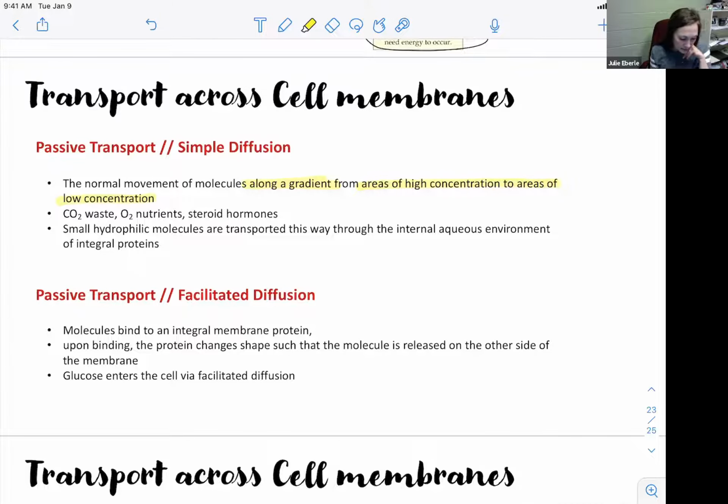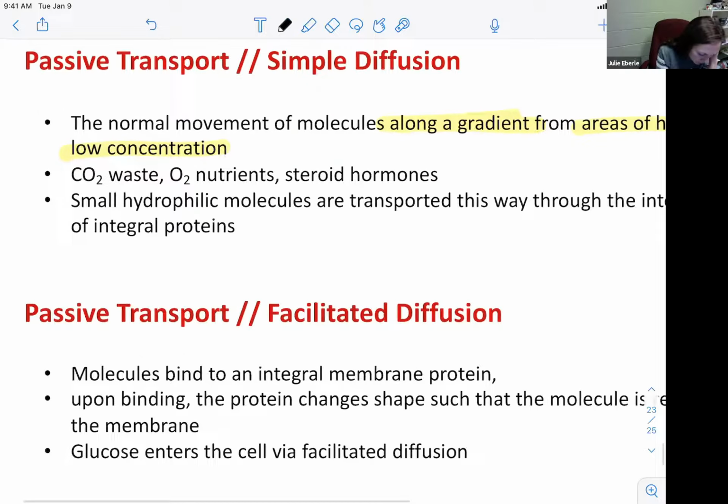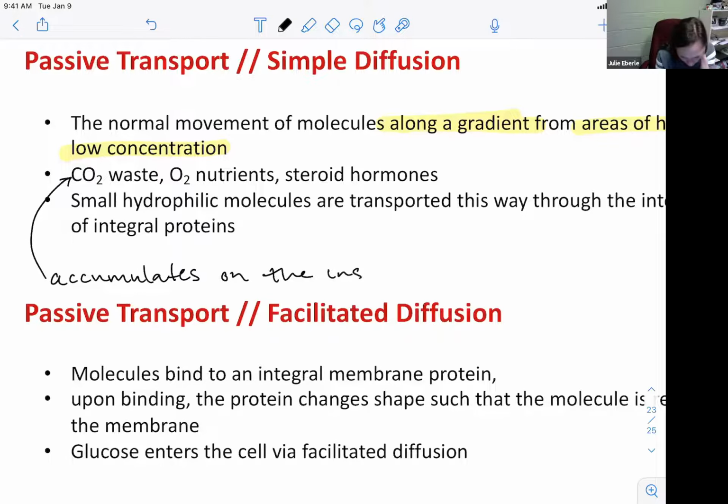CO2 waste, O2 nutrients, steroid hormones. Okay. So think about this. CO2 and waste accumulates on the inside of cells.